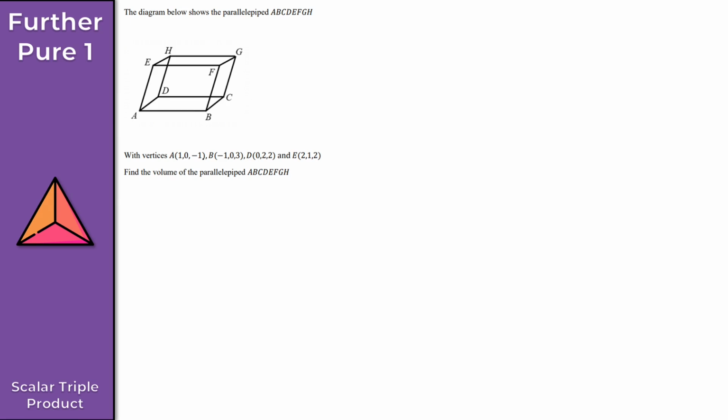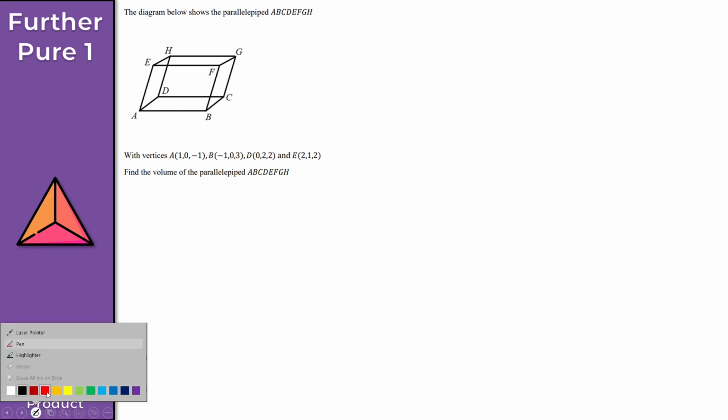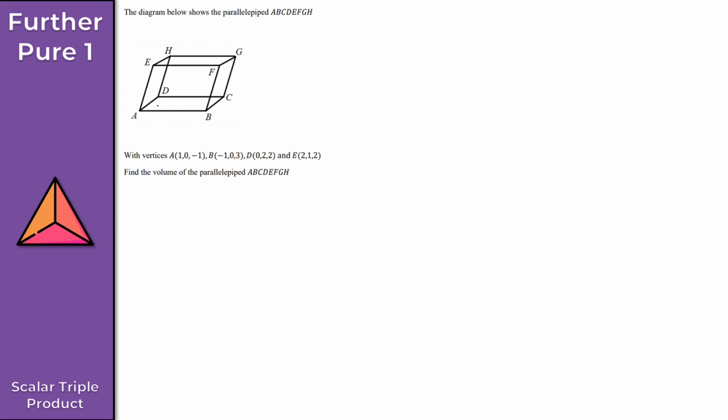For question 1, we have this diagram of a parallelepiped. We're also given some vertices here. So we have A, B, D, and E. And the question asks us to find the volume of the parallelepiped. So to begin with, what I actually need is a few different vectors. We need this vector here.